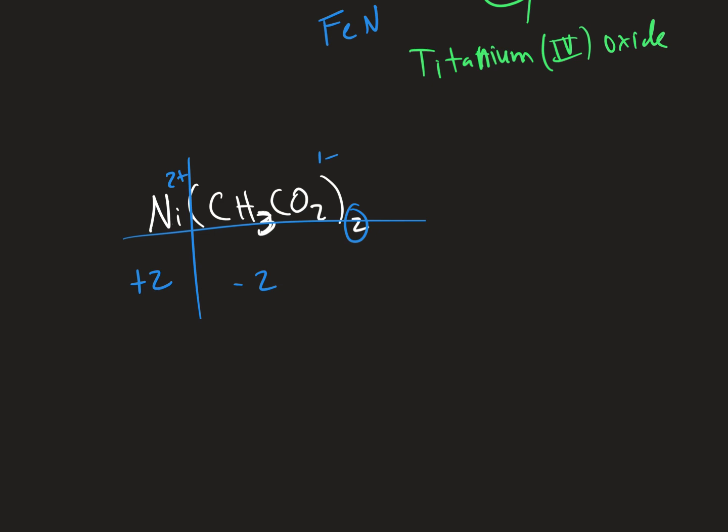So what's this called? Nickel, Roman numeral 2, acetate. That's the name of the cation, that's the name of the anion. Hook it together, we got it. Good? Questions?